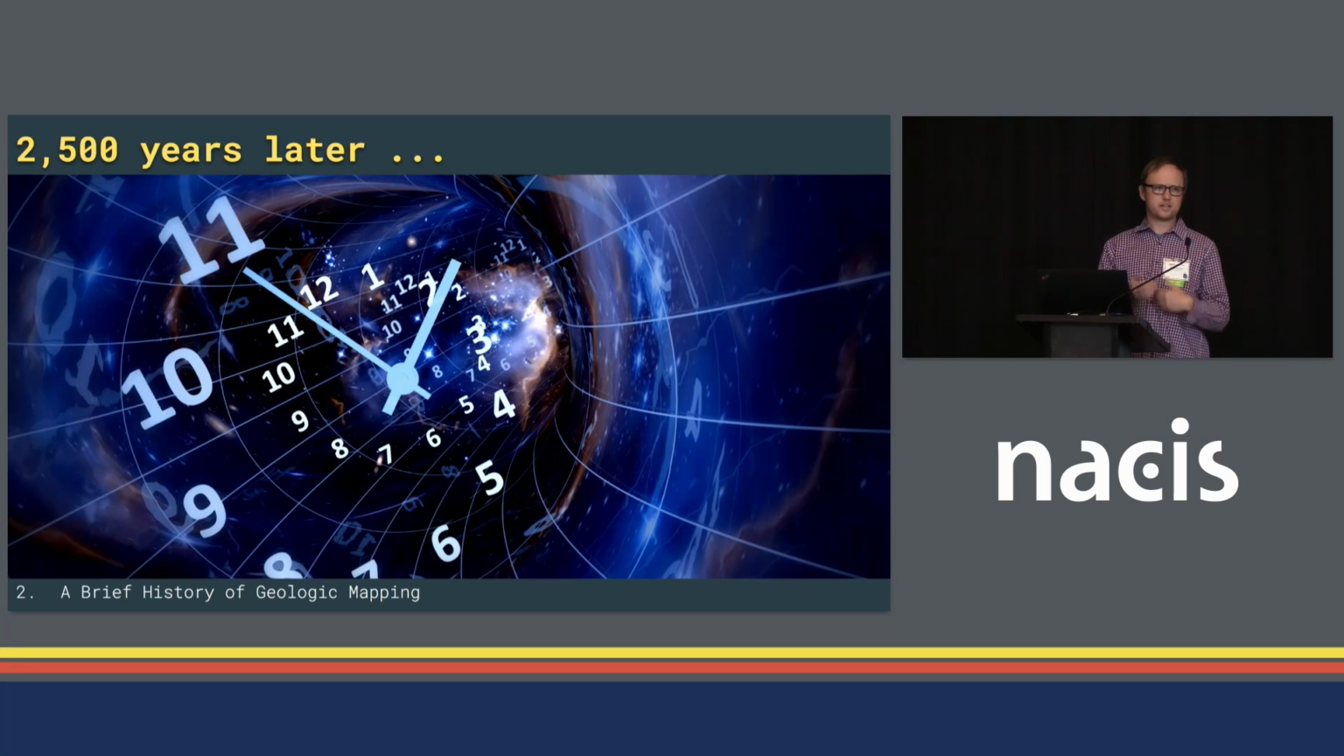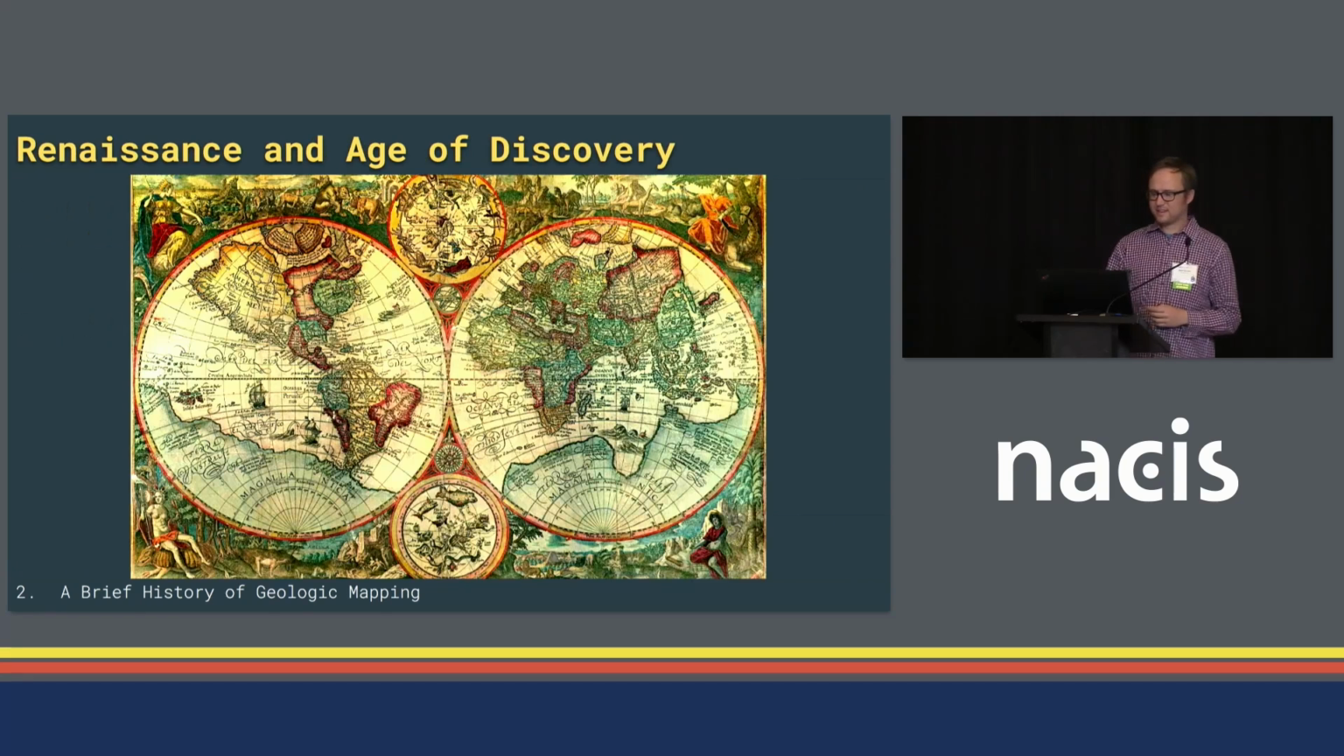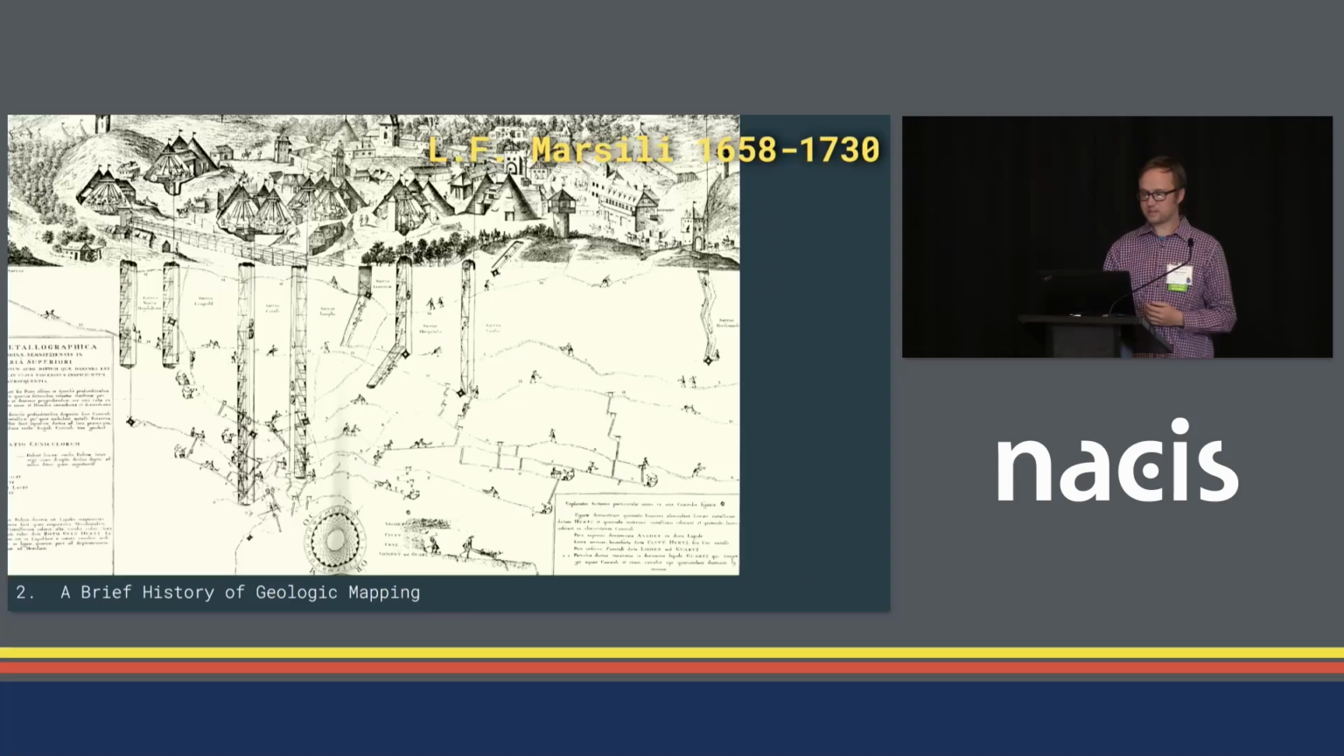Now, like most of science, we're going to skip the next 2,500 years until we get to the Renaissance and the Age of Discovery, when the Europeans started exploring the world and mapping it in increasing levels of detail. This is one of the maps from that era, one of the earliest maps, and a really cool map because it does attempt to show the Earth in 3D.